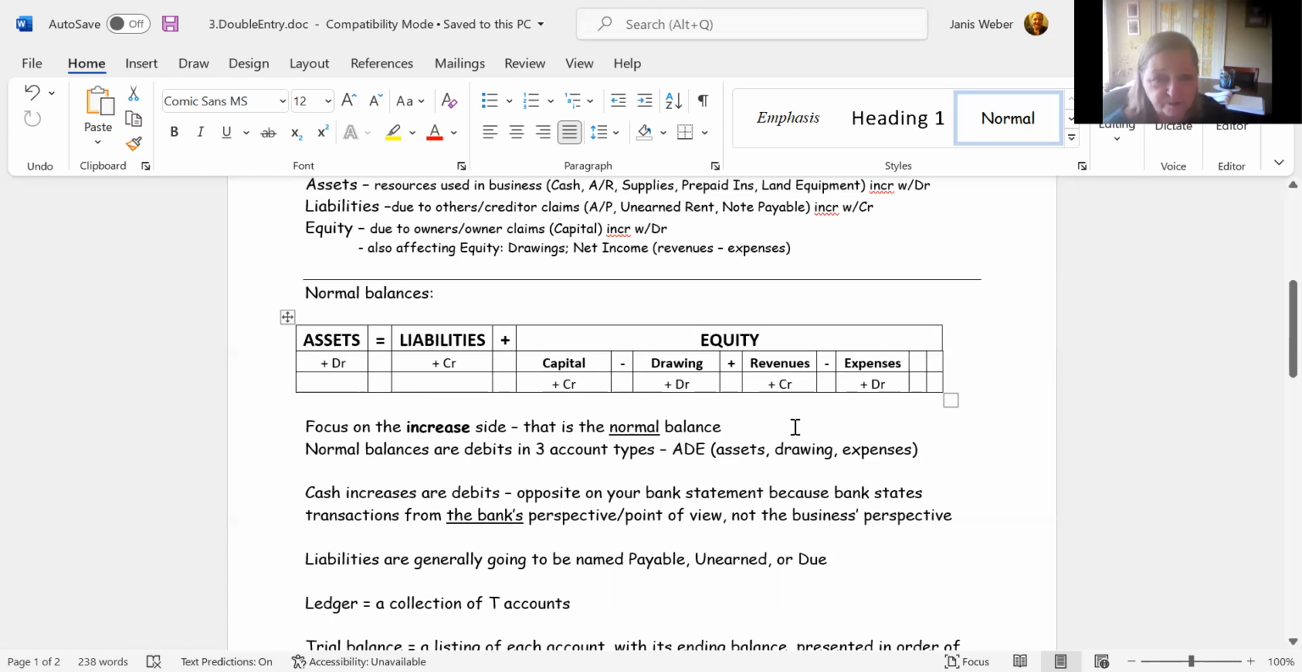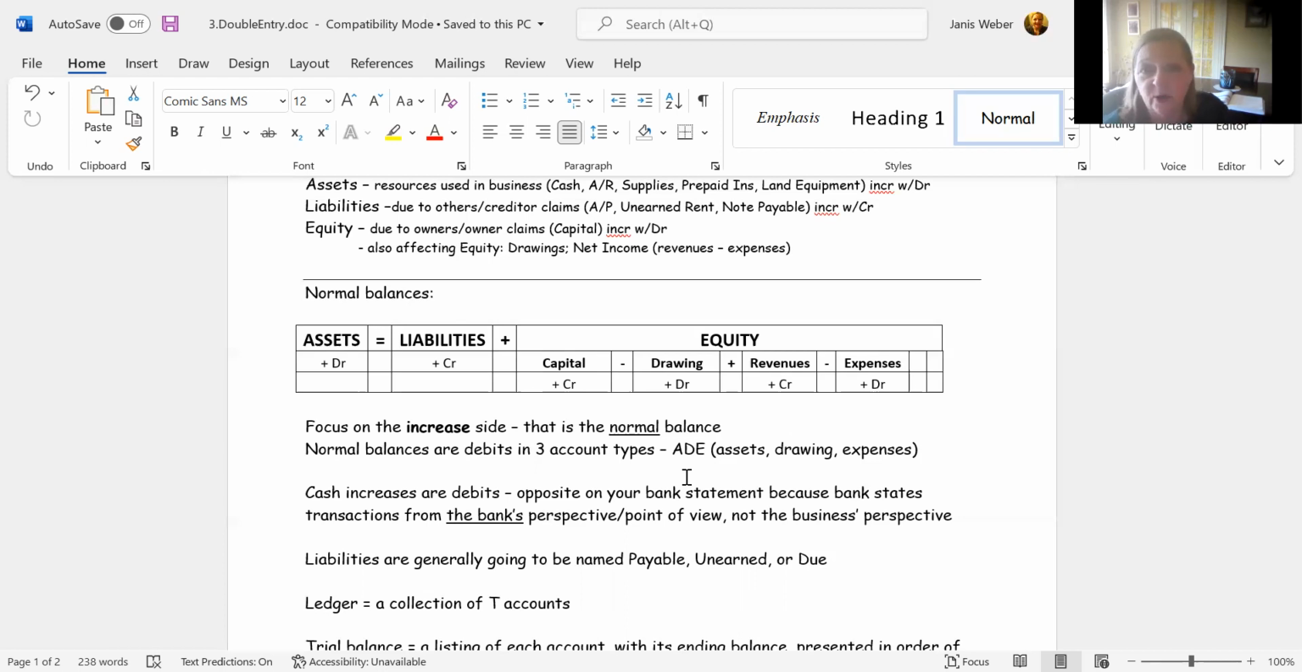But I have a little acronym I use, ADE, and it just means that's the three accounts that increase with a debit, and it's assets, drawing, and expenses. So if you can remember that those increase with a debit, all the rest of the accounts increase with a credit. So if you see, oh, here's a new expense, we're adding an expense. Well, then expense is going to be a debit.